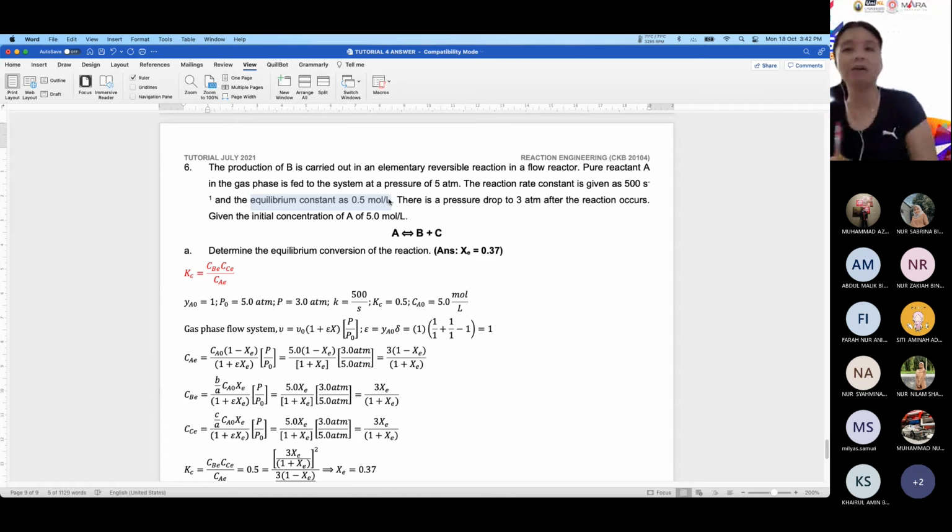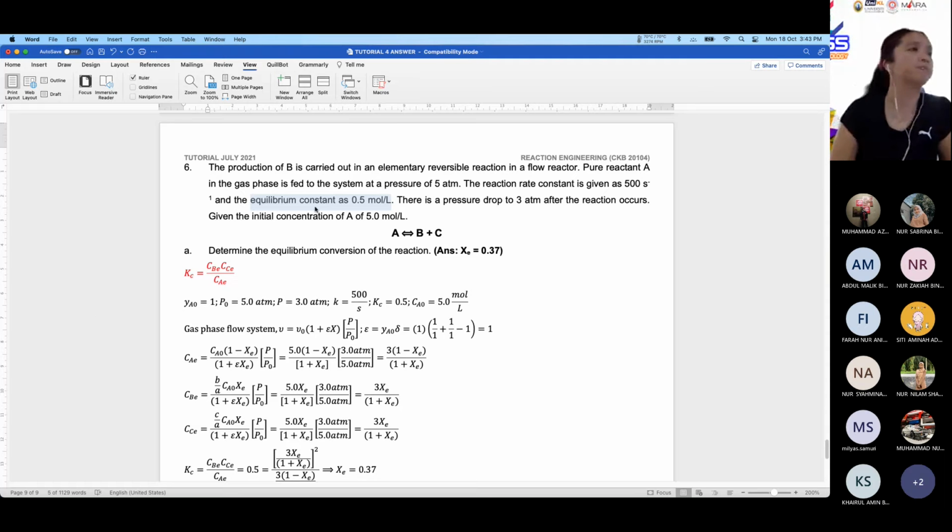Kamu dah kena faham, kalau ada reversible reaction, kita ada constant yang baru, which is equilibrium constant. So equilibrium constant tu adalah KC. Yang reaction rate constant K, dia lain. Satu pemalar kadar tindak balas, satu adalah pemalar keseimbangan. Pemalar keseimbangan KC is only for reversible. Kalau tindak balas irreversible, kita takkan jumpa KC. That's why kamu baru jumpa KC untuk case ni, sebab KC specific for reversible reaction.